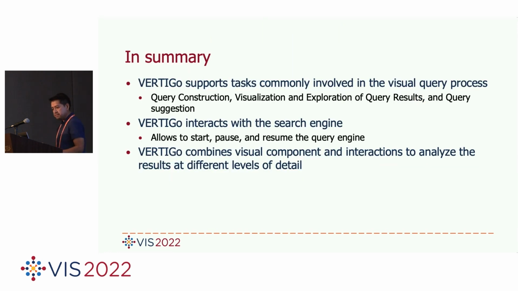In summary, Vertigo supports tasks commonly involved in the visual query process. I mean query construction, visualization and exploration of query results, and query suggestion. As well, Vertigo interacts with the query search engine, allowing the user to start, pause, and resume the query process. And Vertigo combines visual components and interaction to analyze the result at different levels of detail.